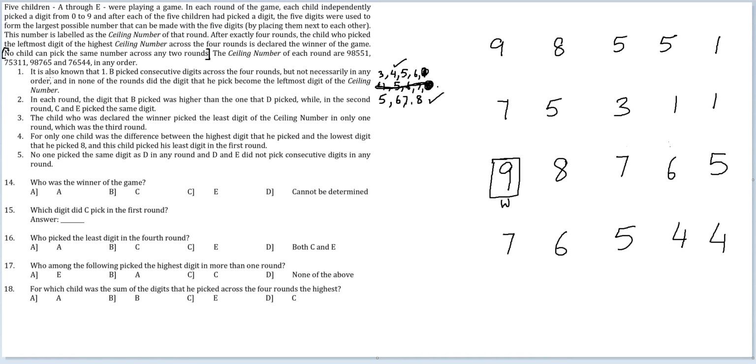Let's read the next instruction. In each round, the digit B picked was higher than the one that D picked, while in the second round, C and E picked the same digit. Okay, again we can go back to the cases. If in each round the digit that B picked was higher than the one that D picked, this case will now become unacceptable, because in 3, 4, 5, 6 B has to pick 4 somewhere, and that is only possible here when 4 is the lowest digit available. If B has to be higher than D, he cannot pick 4.